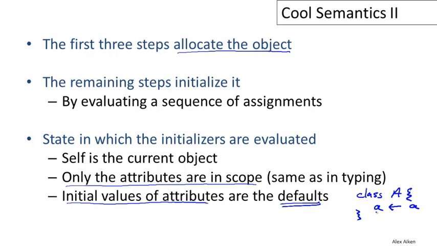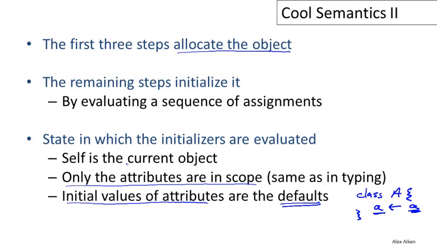But I can assign an attribute A the value of A, and this is perfectly okay because the right-hand side of the initializer has all the attributes in scope. And for this to make sense, A has to have some kind of default value, some initial value, because I might read an attribute before I've actually finished computing its initializer.